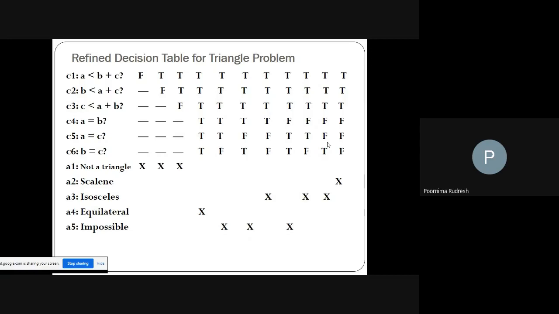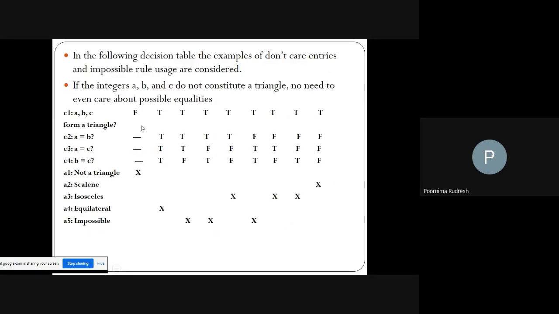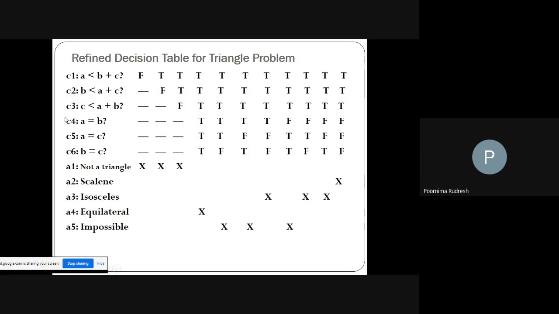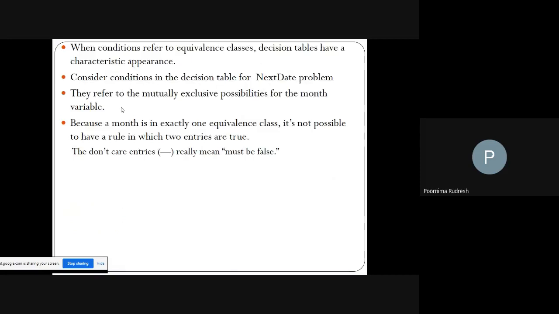So in this way we are extending the condition that is defined here for C1. In the first decision table, we were just representing whether by using three sides we can form the triangle or not, right? But that condition is expanded into C1, C2, C3, where A is less than, or B is less than, or C is less than. Those conditions we are checking. So this is the refined decision table for the triangle problem. Why is it called a refined decision table? Because the first condition is expanded into C1, C2 and C3. Is it clear? Understood?